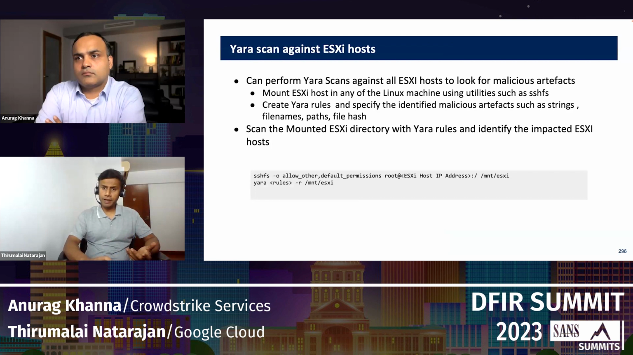You can perform a YARA scan against the ESXi host. You can mount the ESXi host to your DFIR Linux machines using utilities like SSHFS. And once you collect the malicious artifacts from the compromised ESXi host or from open source intelligence, you can create YARA rules based on the artifacts that you have collected. And then you can scan the mounted ESXi host to understand whether it is compromised or not.